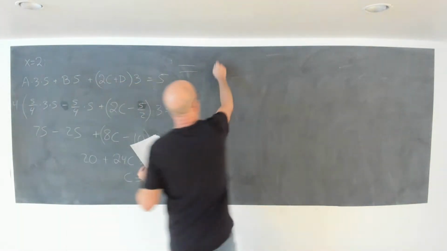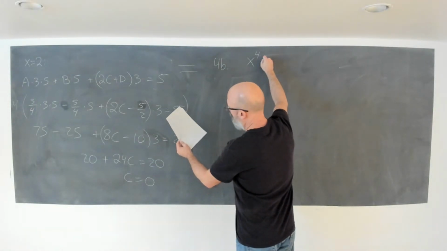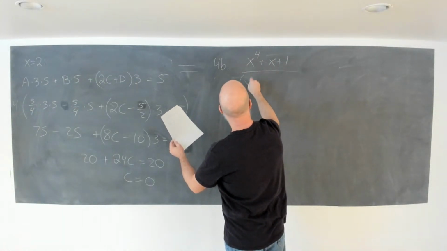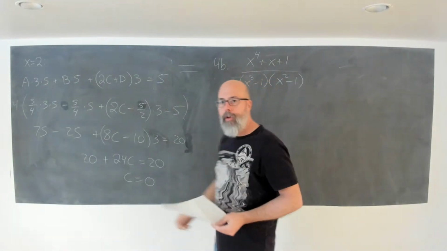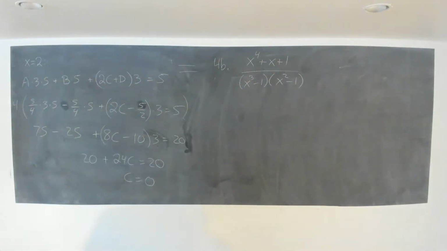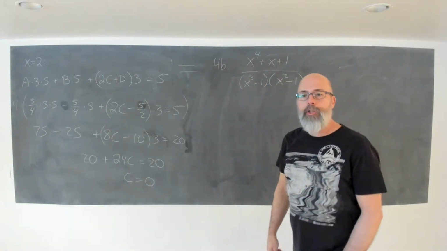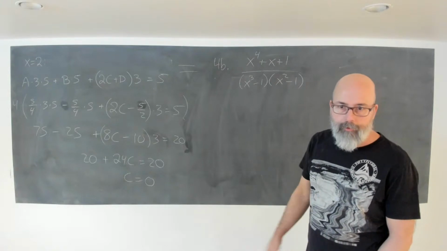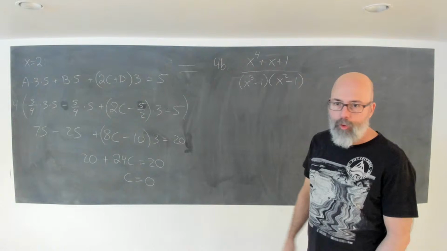Let's try another one. Let's try another one where now we will not solve. I just decided to multiply by 4 to get rid of the fractions. Nobody likes to work with fractions. If you multiply both sides by 4, no more denominator.